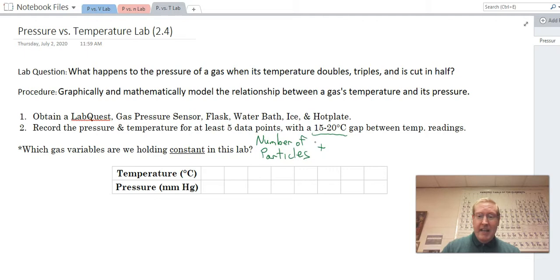Now that it's connected, I'm not going to take it apart again until the experiment's done, so the number of particles in there is not going to change. It's fixed. What's the other thing we could change?